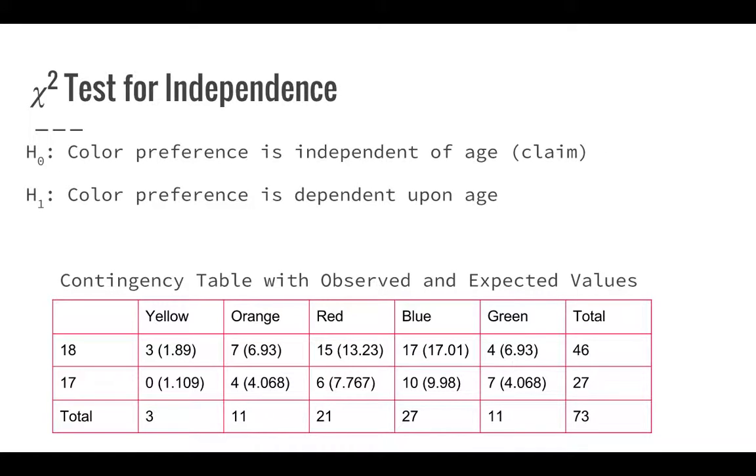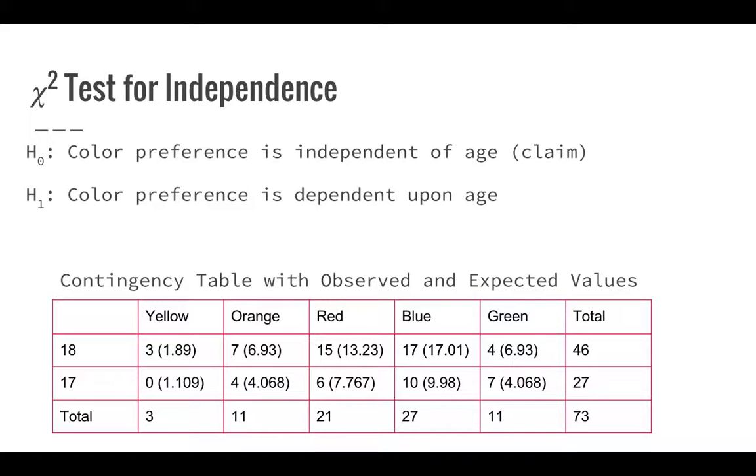To see whether color preference is dependent upon age, we used a chi-squared test for independence. Our null hypothesis was that color preference is independent of age. This was also our claim. The alternative hypothesis was that color preference is dependent upon age.